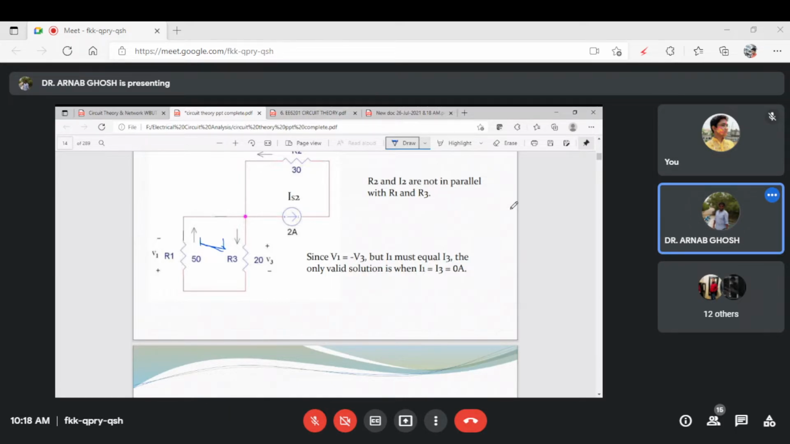Okay. So what will be the condition? So if your V1 has to be equal to V3, I1 has to be equal to I3, but your resistances are not equal. Your voltages must be equal, your currents must be equal, but the resistance is not equal. And this is possible only when I1 is equal to I3 is equal to 0 ampere. Is this clear to everybody, or should I repeat this one? Because this is a little bit tricky. Should I repeat, or is this clear? Yes, sir. Please repeat, sir.